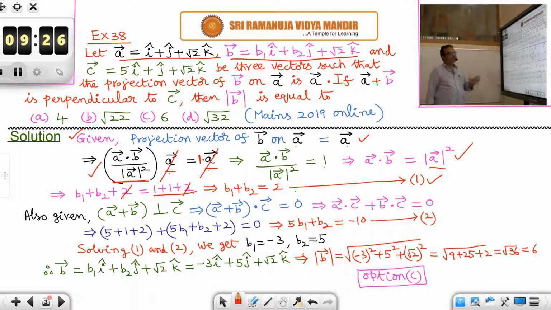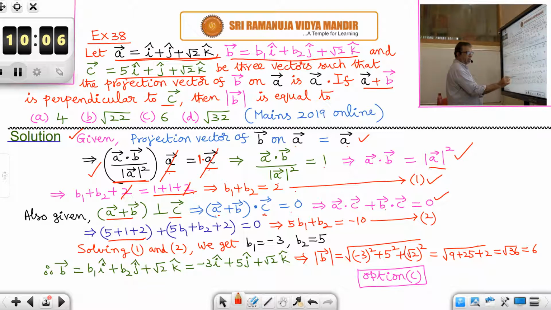Okay, what is the other information given in the problem? If a bar plus b bar is perpendicular to c bar, so also given a bar plus b bar perpendicular to c bar means a bar plus b bar dot c bar is equal to 0. Using distributive property, a bar dot c bar plus b bar dot c bar is equal to 0. A bar dot c bar, see in the question where are the vectors a bar and c bar. These two vectors, a bar is here, c bar is here, their dot product is what? 5 plus 1 plus 2. 5 plus 1 plus 2, root 2 into root 2, 2.